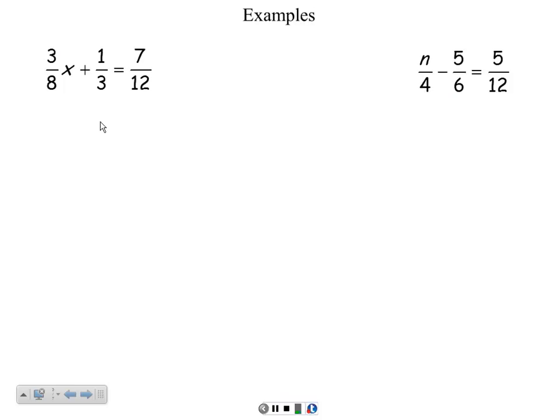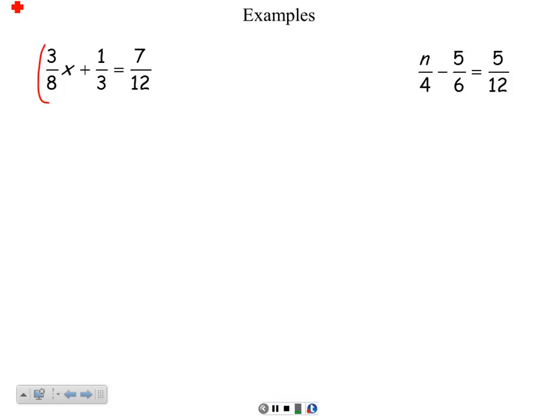So let's look at the problem on the left. We have 3/8 x plus 1/3 is equal to 7/12. Like I said, if you want to subtract 1/3 from both sides and just use the techniques that we did in the previous section, that's fine. But I would like for you to learn this technique so that when we get to Chapter 4, you'll understand how to do this. So, the least common denominator between 8, 3, and 12 is going to be 24.